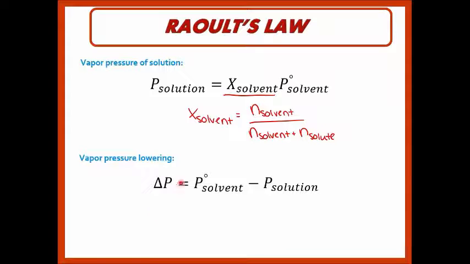In order to determine the decrease in pressure that has occurred upon the addition of solute, termed vapor pressure lowering, the vapor pressure of the solution is subtracted from the vapor pressure of the pure solvent. For this calculation, the vapor pressure of the solution and the vapor pressure of the pure solvent must be at the same temperature and be in the same units.